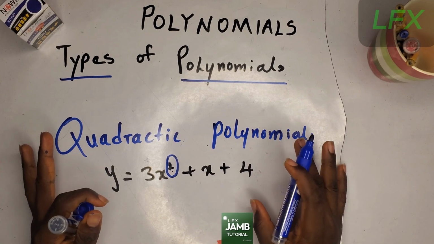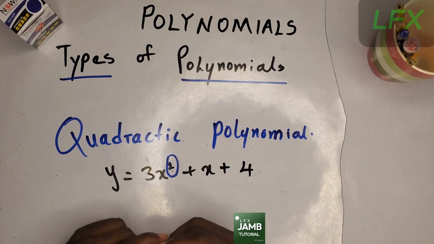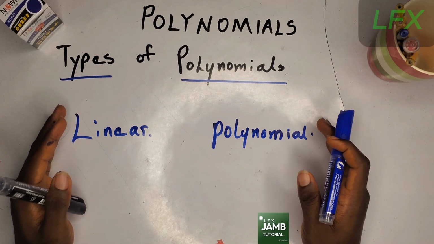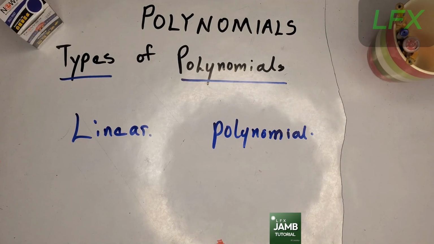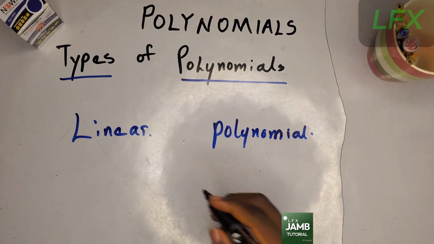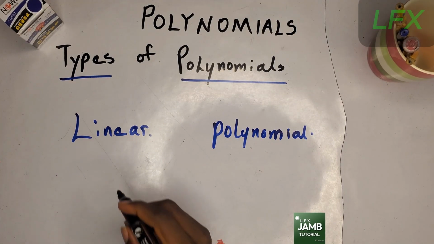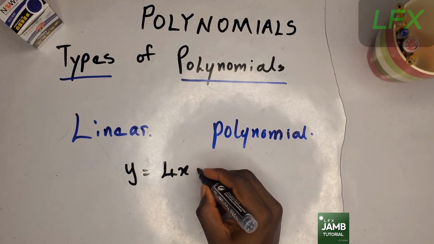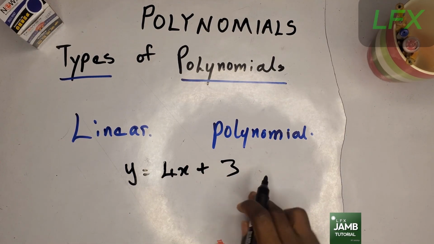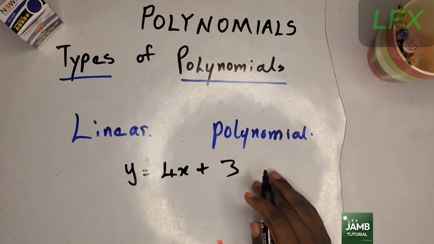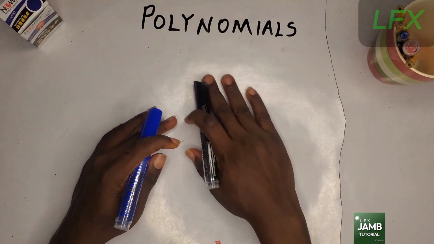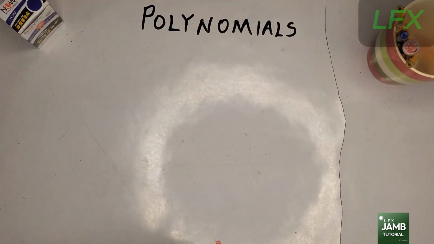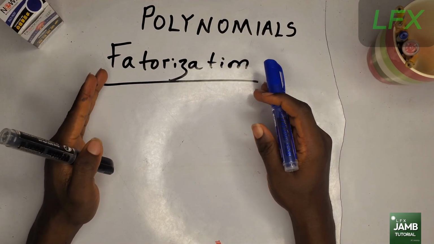And lastly, the type of polynomial we are going to talk about today is the linear polynomial. Of course, it's going to have a power of what? 1. For example, y equals 4x plus 3.